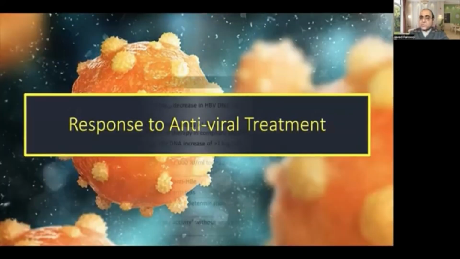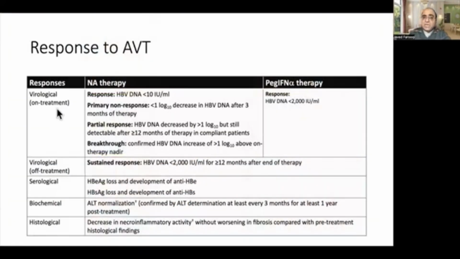How do we define the response to antiviral treatment? There is the on-treatment response, and then there is the off-treatment response. The on-treatment response is different for pegylated interferon and for any other therapy. The pegylated interferon is simple. When the DNA level is less than 2000, we say the patient has responded to the pegylated interferon therapy. For nucleoside analog therapy, whether this is entecavir, TDF, or TAF, the response is defined if the DNA level is less than 10 international units, then we say the patient has responded.